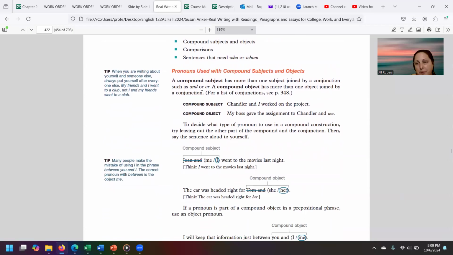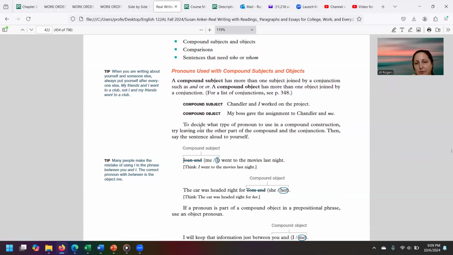So remember, you know this from your last chapter with subject-verb agreement. Compound subjects have more than one subject and are joined by a conjunction such as "and" or "or." A compound object has more than one object and is joined by a conjunction as well. You know what conjunctions are? They are FANBOYS. Example, compound subject: "Chandler and I worked on the project," us together, two people. "My boss gave the assignment to Charlie and me."